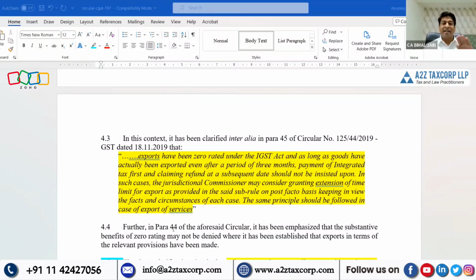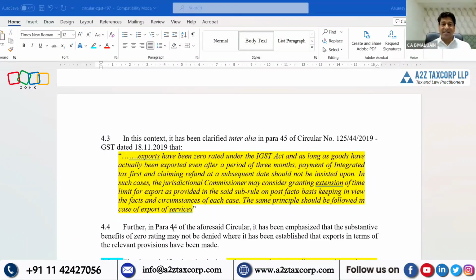Should not. Rather, they should allow you extended time period to export goods or receive the money for export of services. Please read it, which will clarify the position. Exports have been zero rated under IGST so long as goods have actually been exported, even after a period of 3 months. Payment of IGST first and then claiming refund at a subsequent date should not be insisted upon. So departmental officers, field officers should not insist that you must pay IGST.